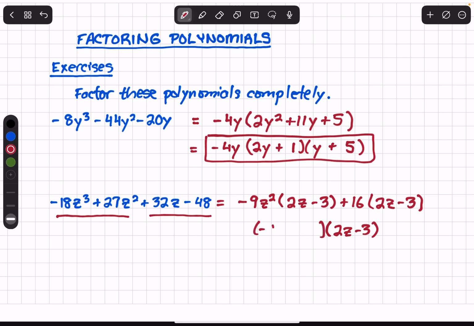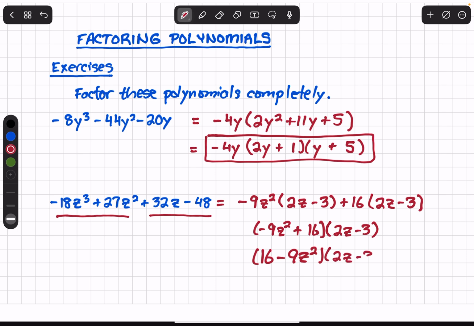Now that leaves behind negative 9z squared plus 16. That looks a little backwards because of the minus sign and the plus sign in this order. I do see that I have 2 perfect squares. 3z quantity squared is 9z squared. 4 squared is 16. If I just wrote that as 16 minus 9z squared, I'd see the difference of 2 squares.